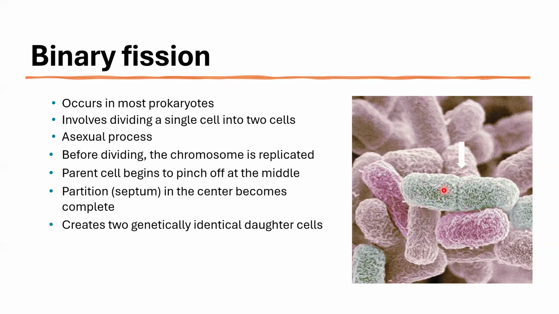Now, when the parent cell begins to pinch off, which we see from this arrow pointing at this septum that's being formed, you're going to actually see this start to form, and then it pinches off. This is through the formation of these proteins called FtsZ, or the FtsZ ring, which are involved in this cell division process. And these two cells at the end will become genetically identical.